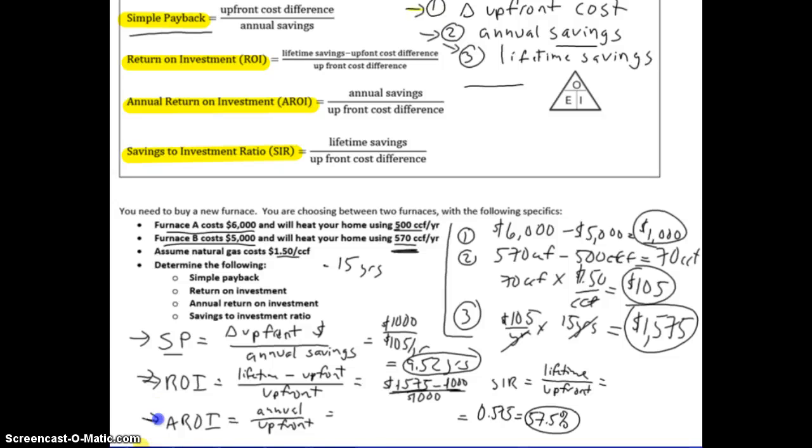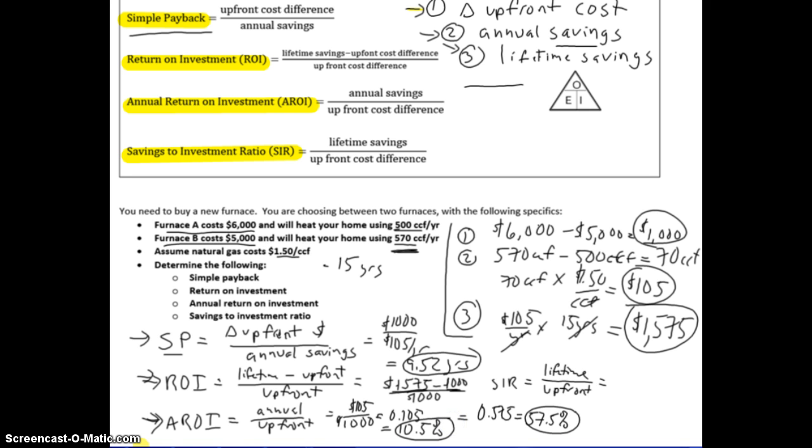Okay, so let's look at our annual return on investment. This one's really useful. In this case, our annual benefit is $105 and our upfront cost difference is 1,000. So that's going to give you 0.105, which is 10.5%.